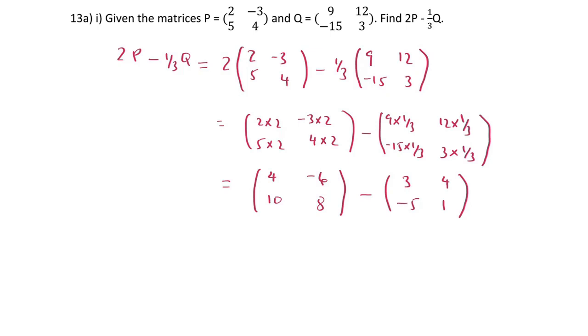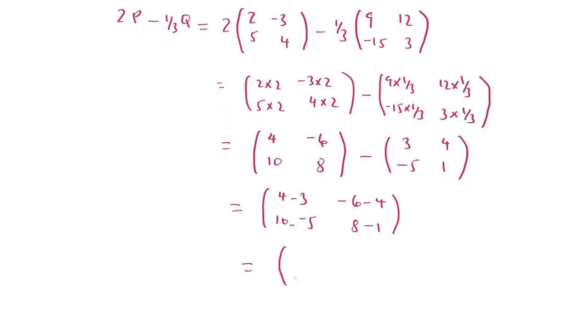Okay, so now let us subtract the matrices. We are going to have matrix 4 minus 3, 10 minus negative 5, negative 6 minus 4, 8 minus 1. Solving this, we are going to have matrix 1, 15, negative 10, 7. And this is going to be our answer.